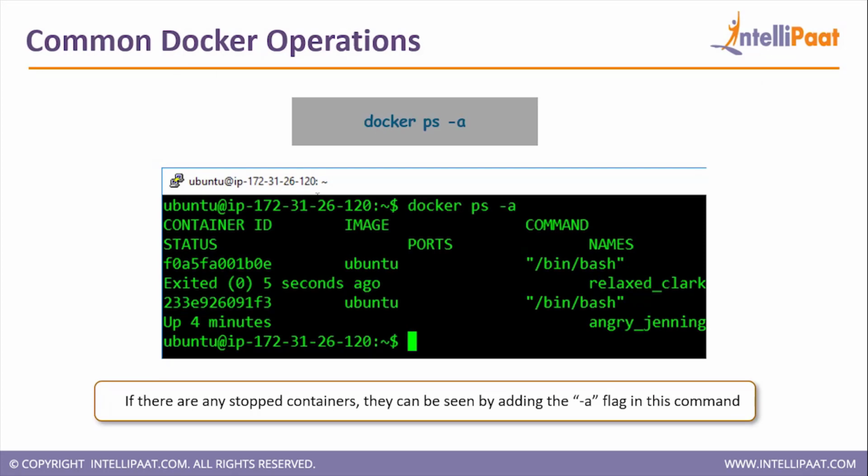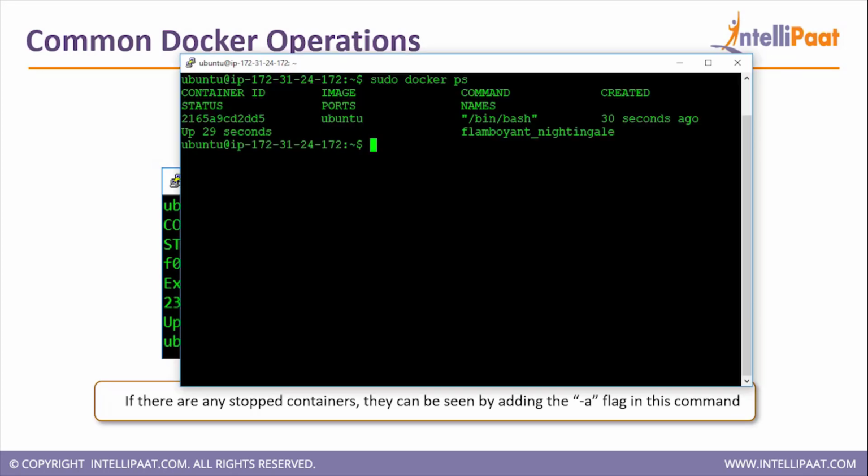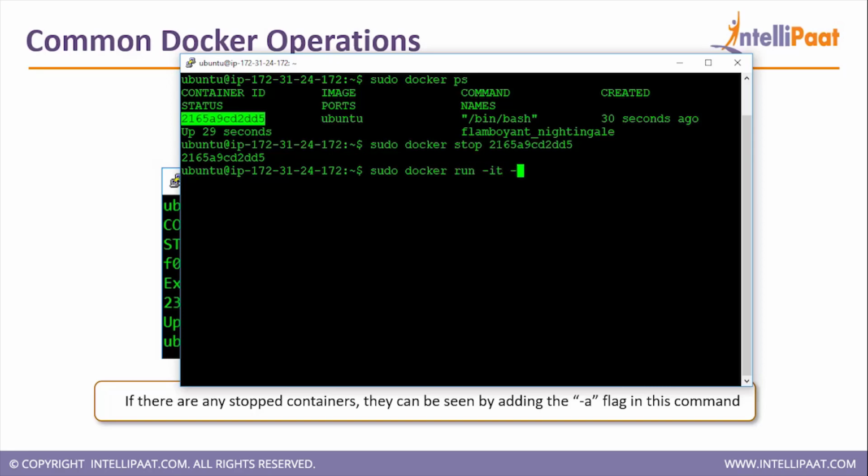The next step would be to see docker ps, which would basically show you the containers which are in the running state. But what if you want to see all the containers which are there in your system? For example, I can do a sudo docker stop and stop this container. So this container is now stopped, and I can run one more container, which would be sudo docker run -it -d and then ubuntu.